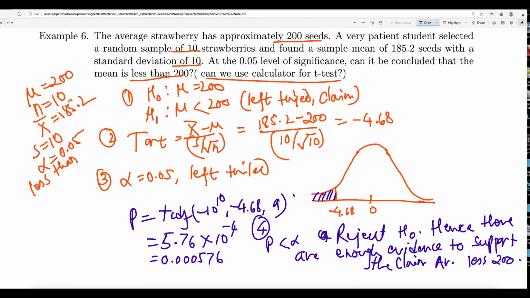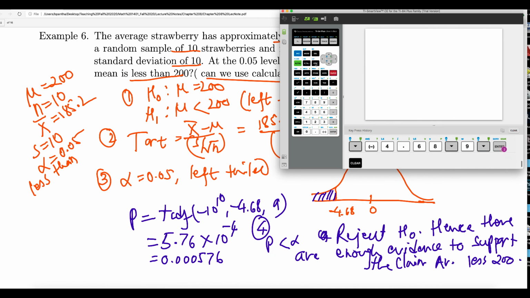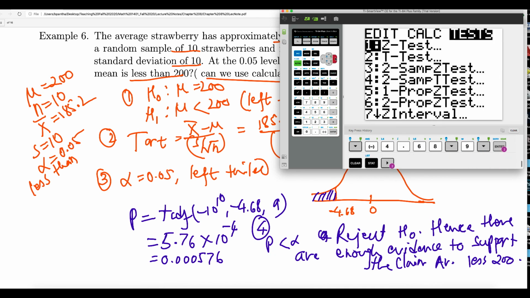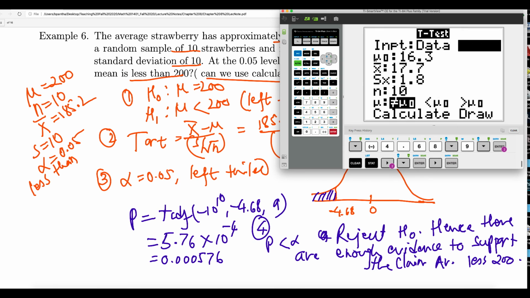Okay guys, next I want to use the calculator directly. I don't want to do all these steps. The calculator gives you the test value and the p-value, and depending on that you decide. How do I do that? Go to STAT, go to TESTS, and then the T-Test. Hit enter. We don't have data, so we use Stats. What is mu0? mu0 is basically H0, so 200.